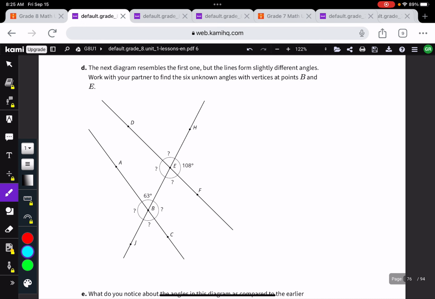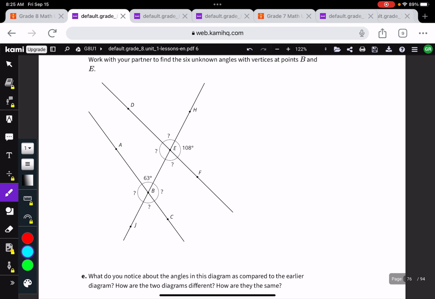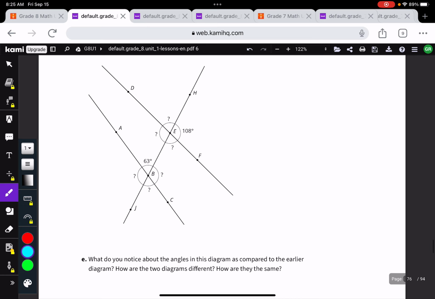The next diagram resembles the first one, but the lines form slightly different angles. Find the 6 unknown angles here. You might quickly notice, wait a second, these aren't parallel. Doesn't matter, just have to do a different approach, and it's not a terribly different approach.